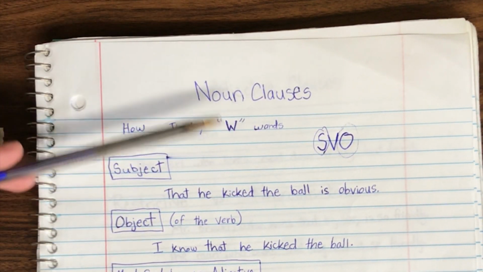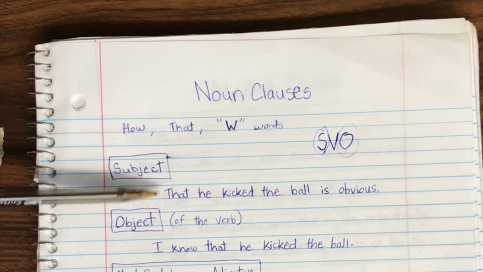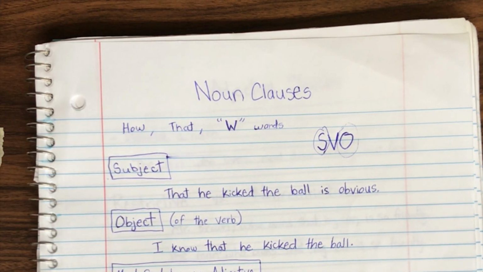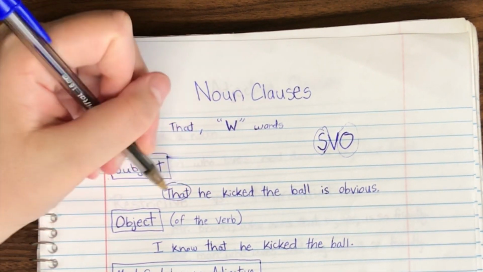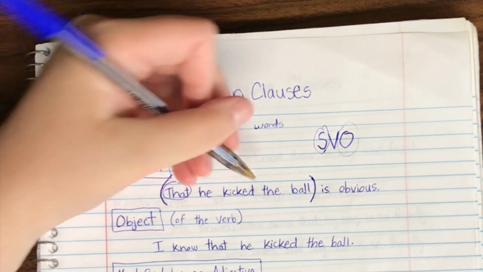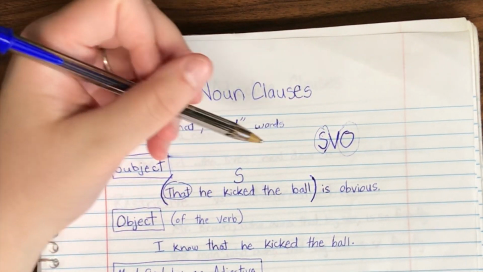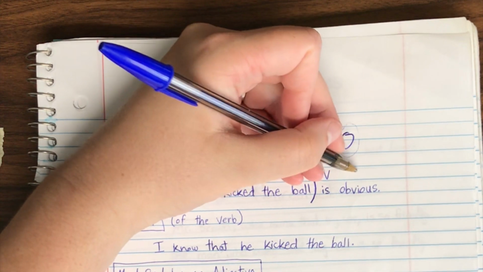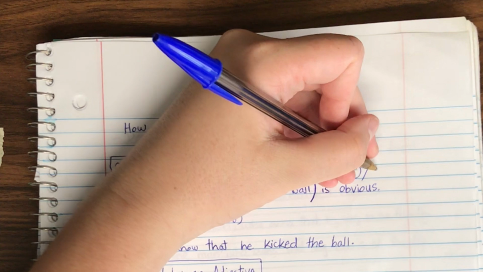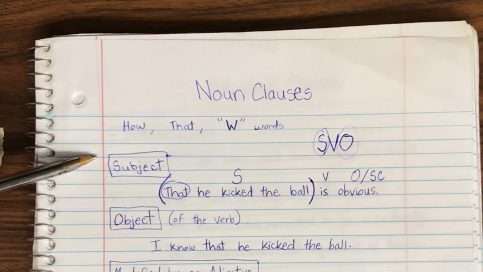So the first type of noun clause is taking the place of the subject. It's a subject noun clause. So here we have an example. That he kicked the ball is obvious. And so we can see, we have our marker here, that he kicked the ball. So that's the subject. That whole entire clause takes the place of that subject, which is a noun. Is is the verb, and obvious is the object, or also, in this case, the subject complement, which we'll talk about later on. So that's the first example.